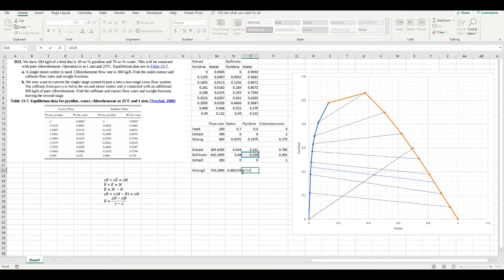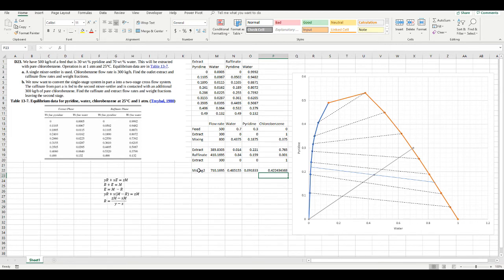and for pyridine it is the same thing. And then finally, for the chlorobenzene, it is going to be 300 kilomoles of chlorobenzene, so it's going to be this times this divided by the total flow rate. And there you have it. So that is the second mixing point.